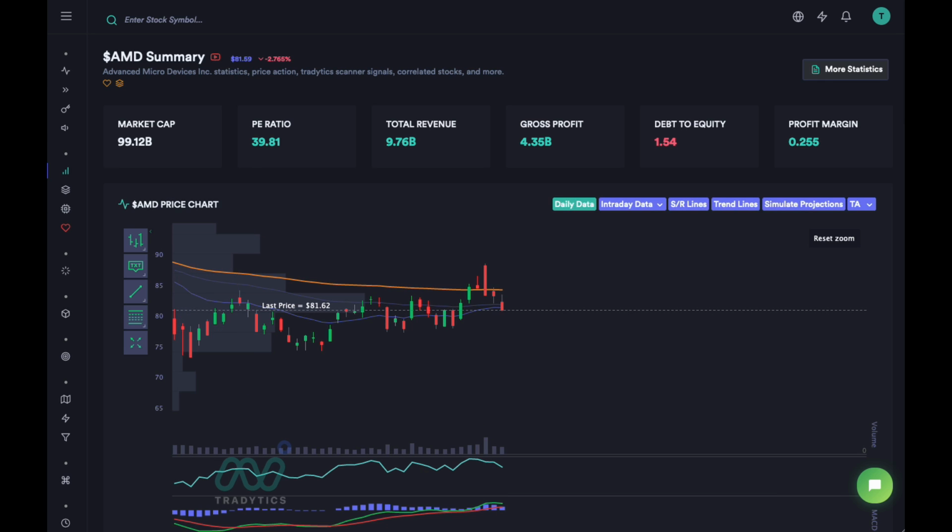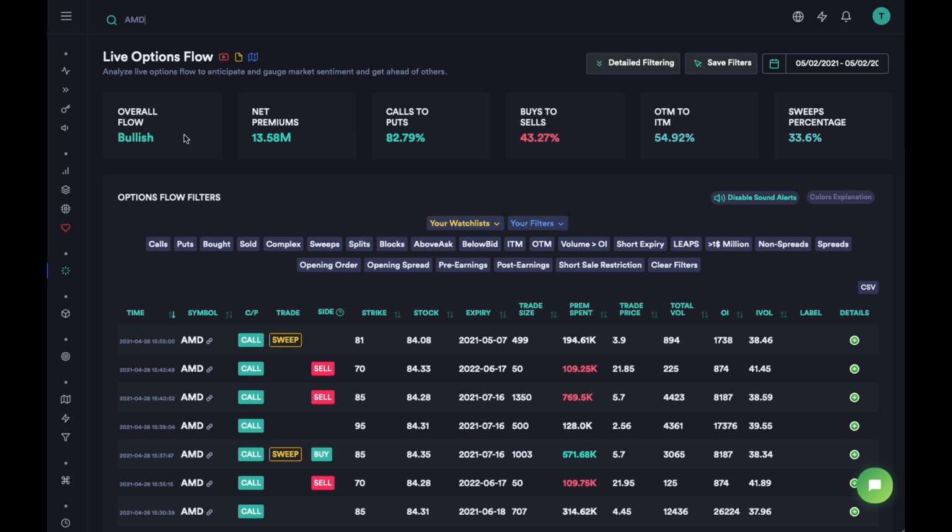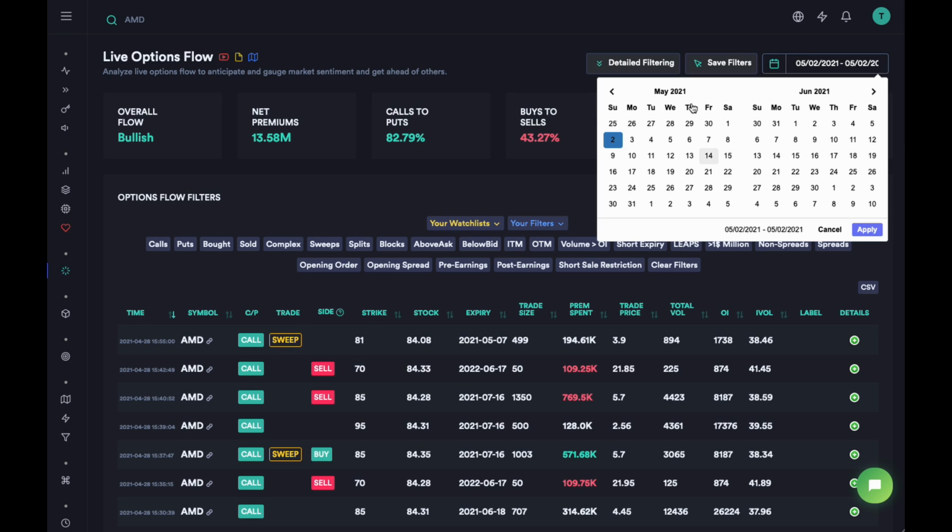All right, let's go to the live options flow. We have the AMD flow open for April 28th. You can see the date here, and you can go to the historical flow based on the calendar that you can see here.